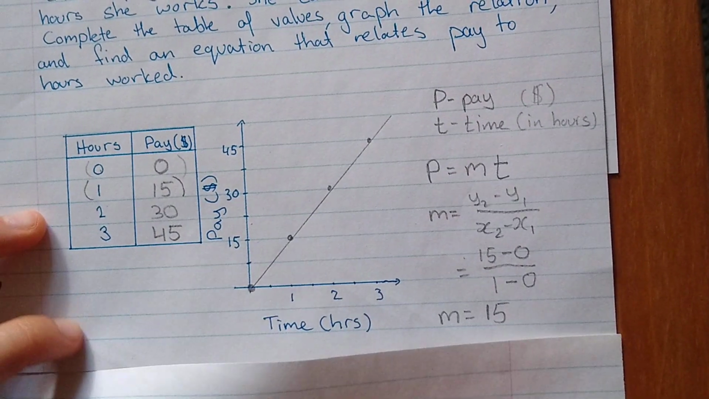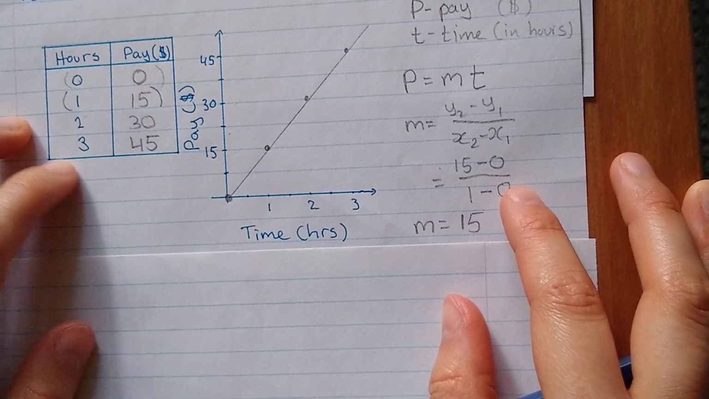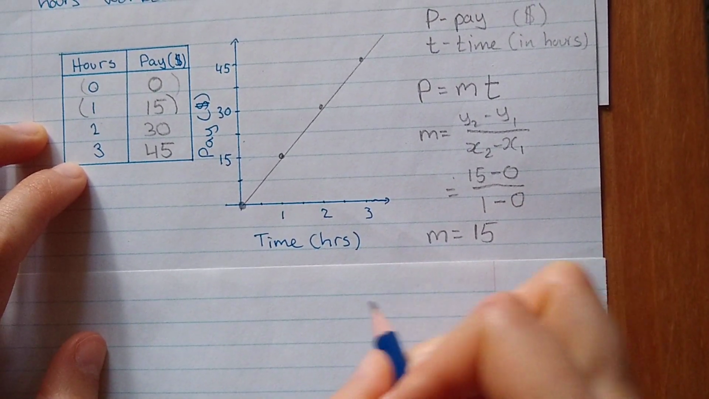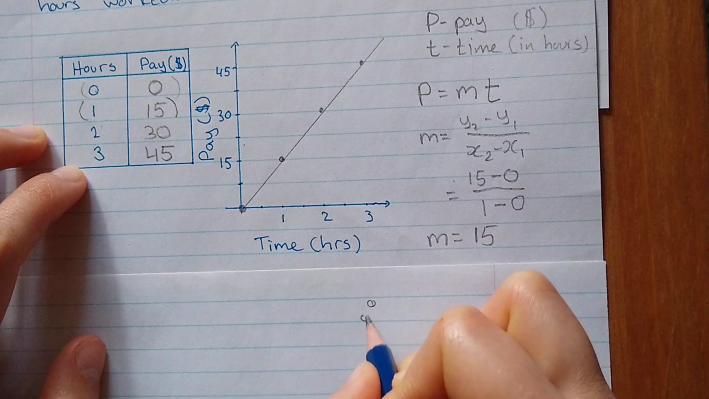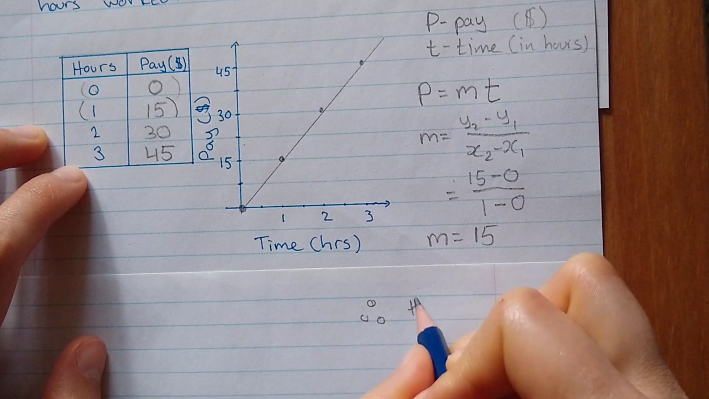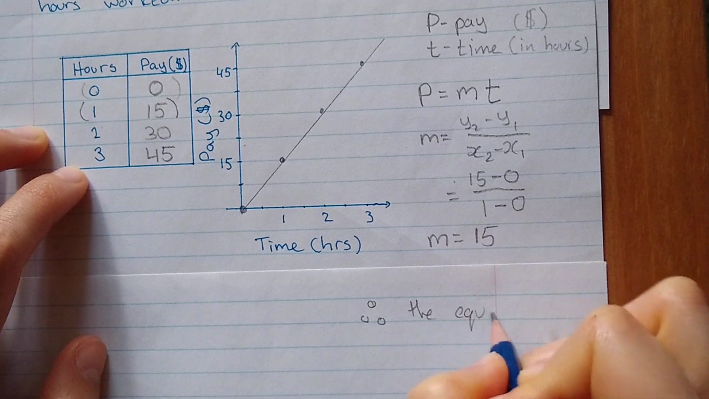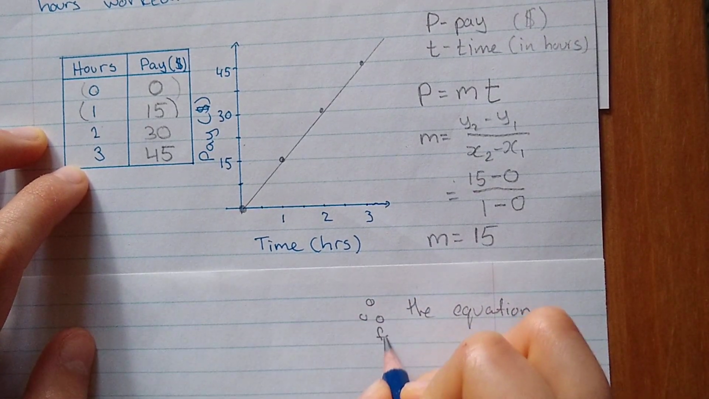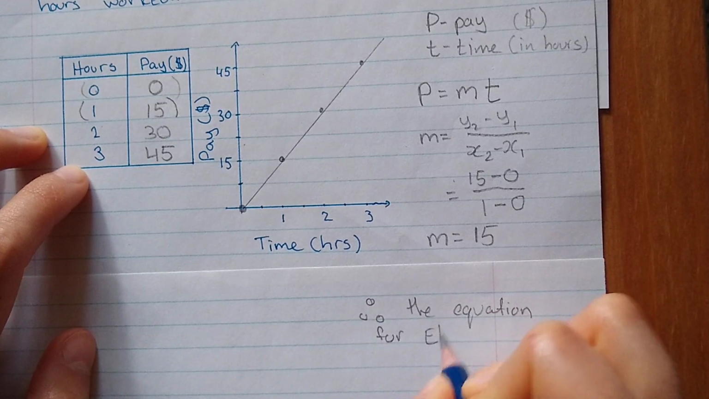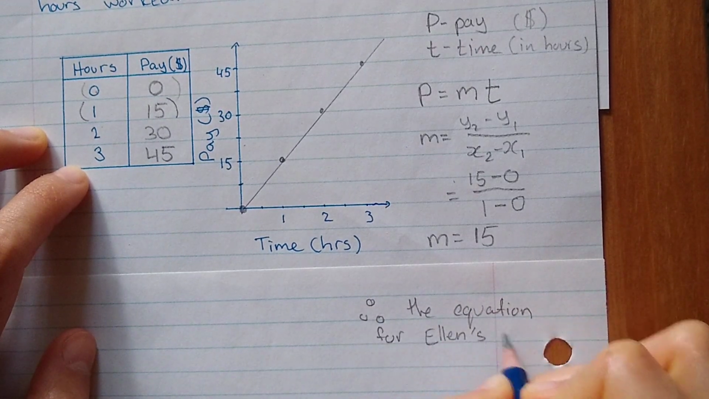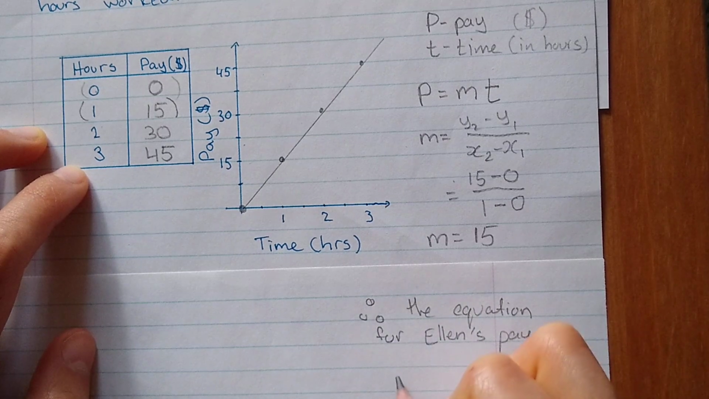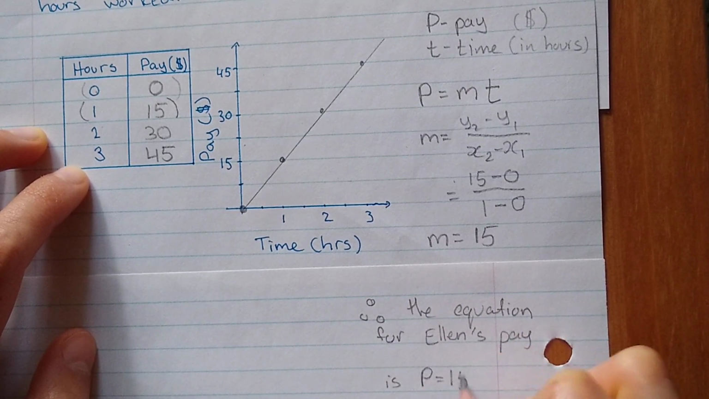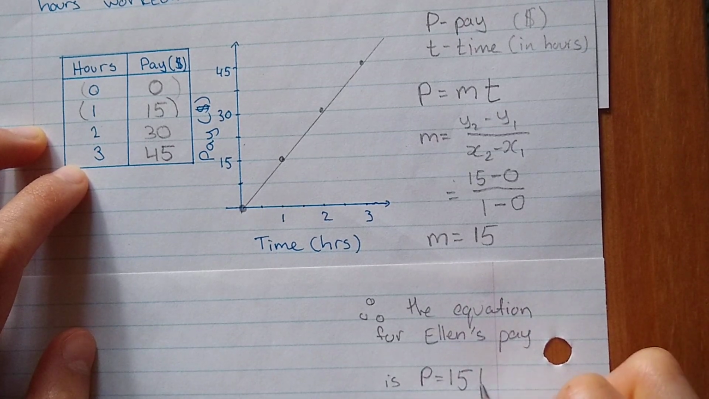And then, as your final answer, you can say, therefore, the equation for Ellen's pay is P equals 15T, because we worked out the 15 was M, and then MT.